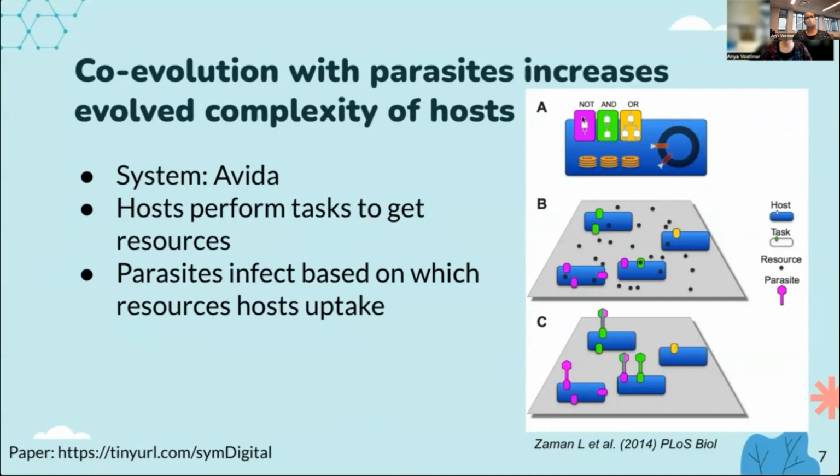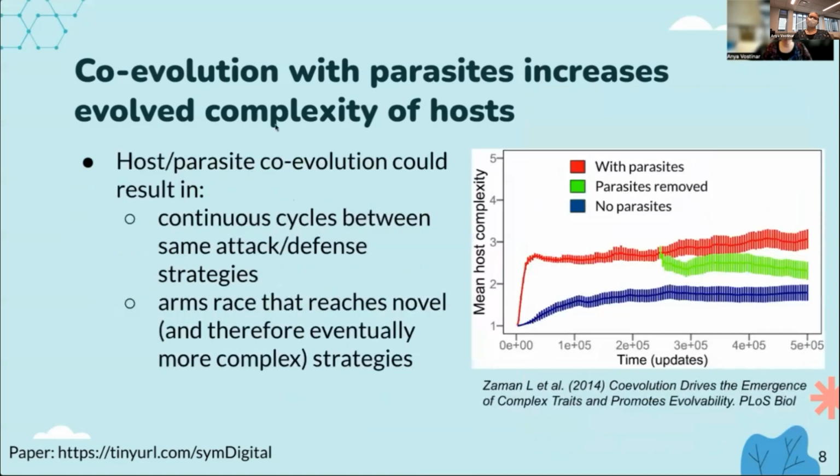In this system, hosts are able to perform these different tasks to get resources, and which tasks the hosts perform impacts which parasites are able to infect them. So parasites infect based on the host's resource uptake, which mirrors bacteriophage evolution or infection dynamics. This is work from Luis Simon, one of my co-authors on this paper. In this system, Luis asked whether host-parasite coevolution would result in increased complexity.